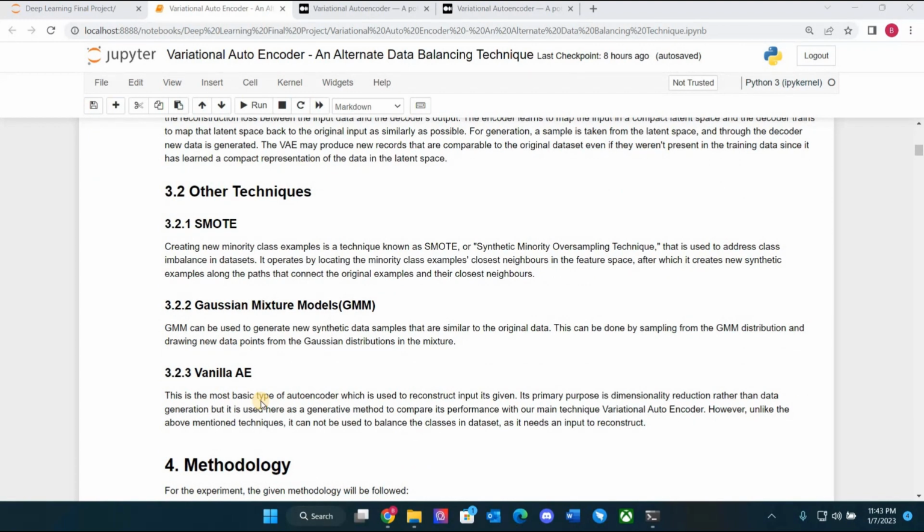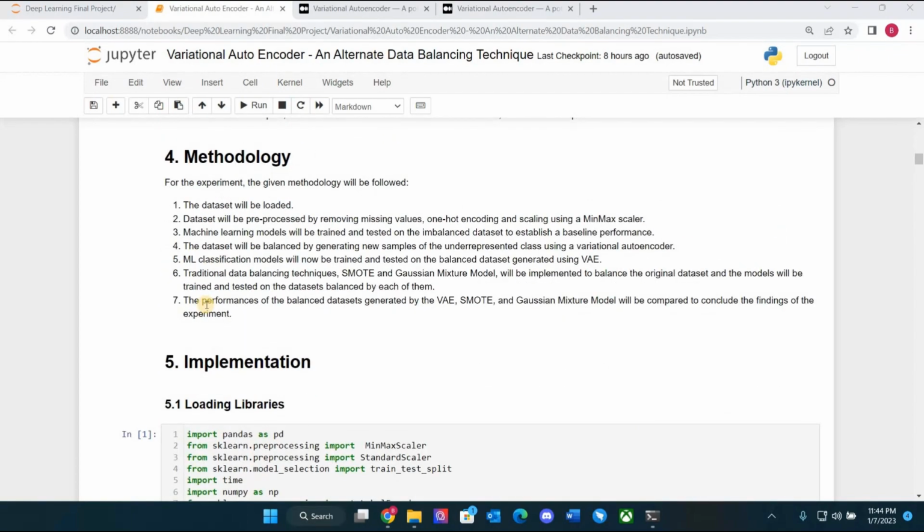Similarly, let's talk about the other techniques like SMOTE. SMOTE is actually a balancing technique that uses k-nearest neighbors to balance the dataset. Similarly, Gaussian mixture models actually learn the entire joint density of the data and sample from it. Then we used vanilla autoencoder as well, which is used just for experimentation. It is basically a dimensionality reduction model. However, we used it as a generative model to see how it works. So now I would like to give it to Mohammad Salman to go through the methodology.